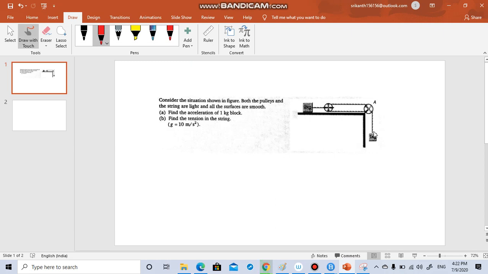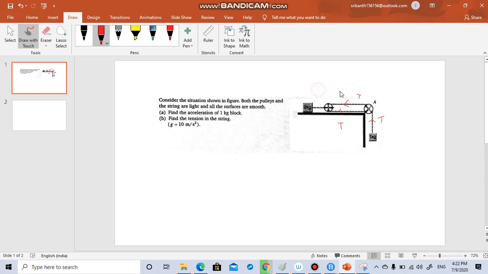Okay, so for this, the situation is like this. See, you have a string here, and if you consider, this string will have T tension. Okay, now the same string is going over here. See, there is no friction in the question. They're not saying that this is sitting on a rough surface. So if this is T, so this also will be T, and even this will be T, isn't it?